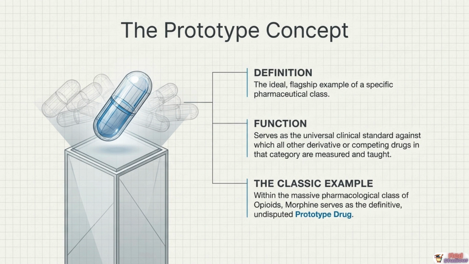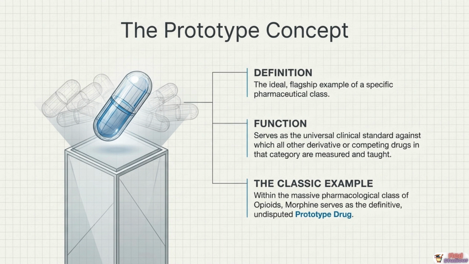It functions as the universal clinical and academic standard against which all other drugs in that class are measured, compared, and taught. Once you deeply understand the prototype, you can predict the properties of related drugs in the same class by understanding how they deviate from or resemble the prototype along specific parameters.